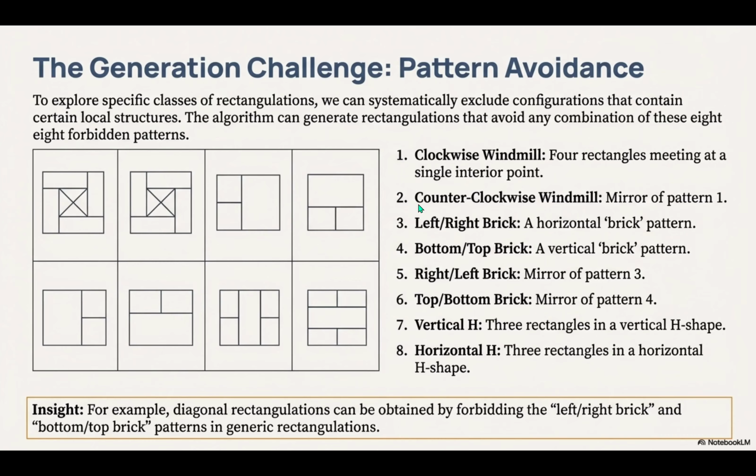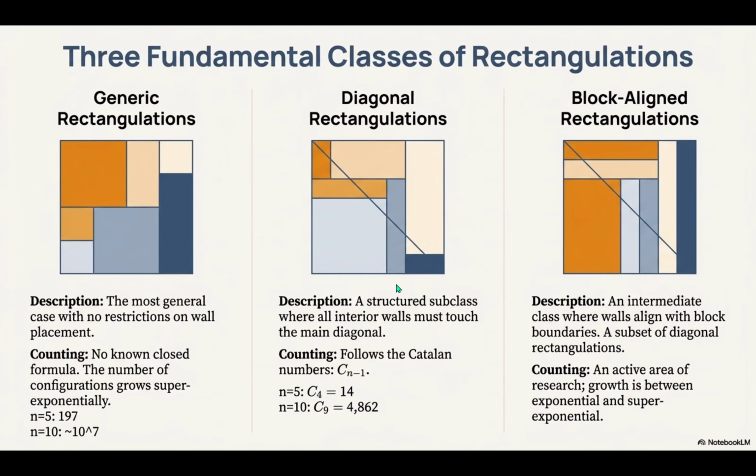That feels like a really powerful idea. Can you give a concrete example of how that works? They show it perfectly with the diagonal rectangulations. You can get that entire well-behaved set of 4,862 configurations, for n equals 10. For n equals 10, yes. You get all of them simply by forbidding 2 little local patterns, the left-right brick and the bottom-top brick. That's it. Just forbidding those two things.